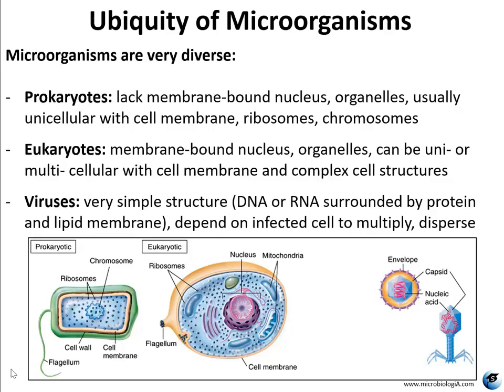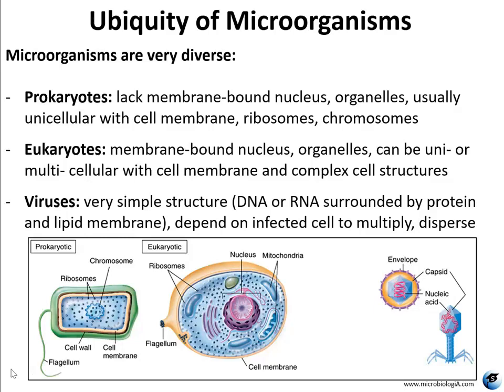Eukaryotes are much more complex. They have a membrane-bound nucleus. They have organelles. They can be unicellular or multicellular. They have cell membranes, and they have complex cell structures, and they're also usually much larger than prokaryotes.